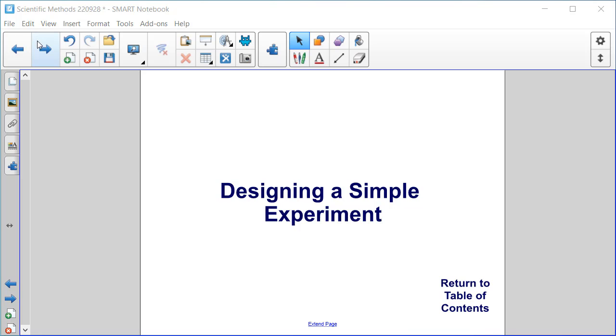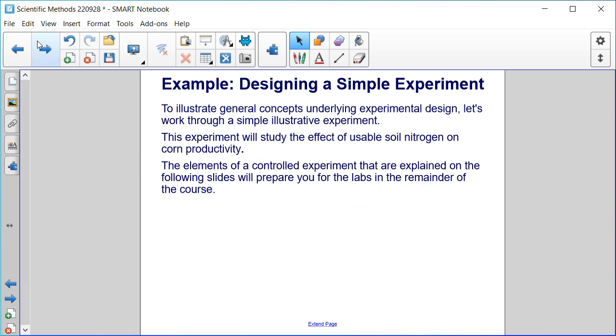Designing a simple experiment. To illustrate general concepts underlining experimental design, let's work through a simple illustrative experiment. This experiment will study the effect of usable soil nitrogen on corn productivity. The elements of a controlled experiment that are explained on the following slides will prepare you for the labs in the remainder of the course.